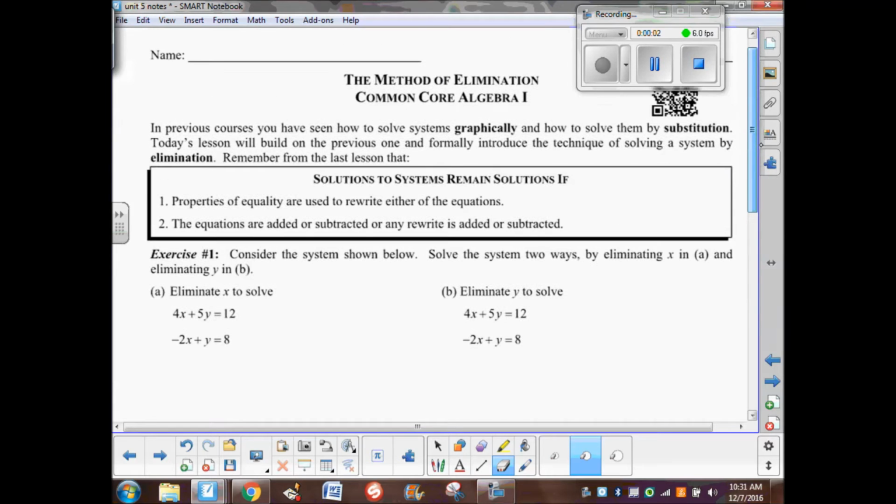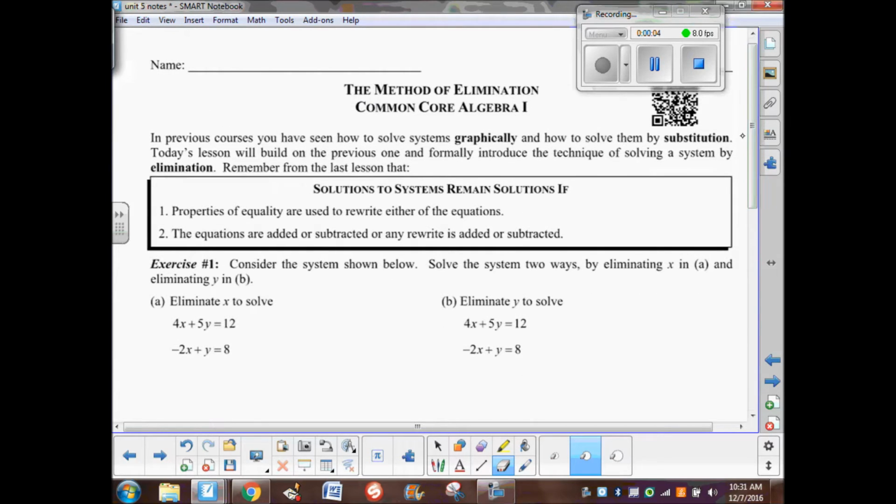Lesson number 4, the method of elimination. So we've already learned how to solve a system graphically. And we've learned one method algebraically, which is substitution. So today we're going to talk about a third method, also algebraic, and that's elimination.